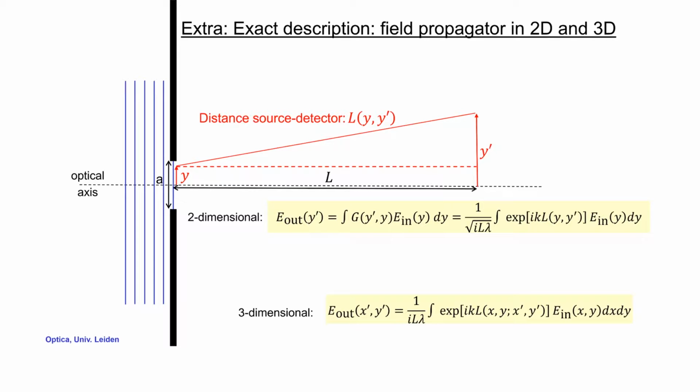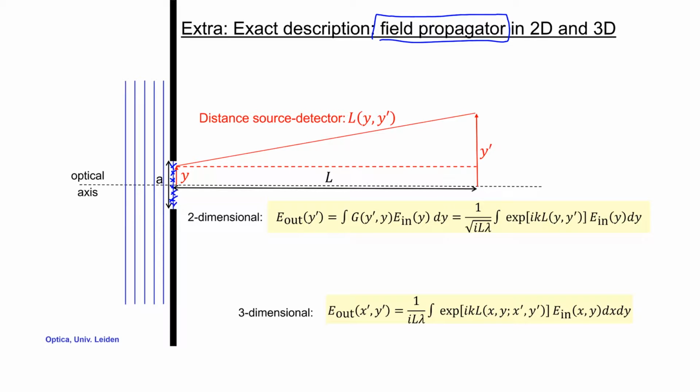In the final slides, I want to make our description of diffraction more exact and more general, such that it also applies to positions closer to the diffracting object. And the key word in that more general description is the field propagator. So the idea is, as usual, that we have illumination, typically plane wave illumination.